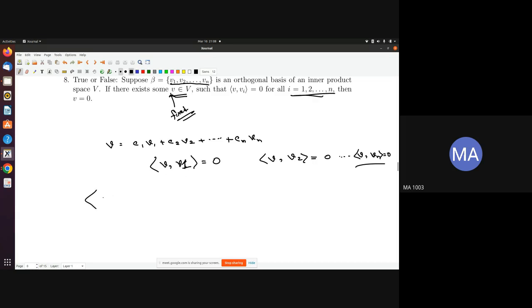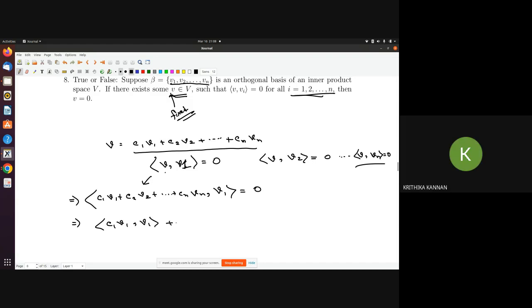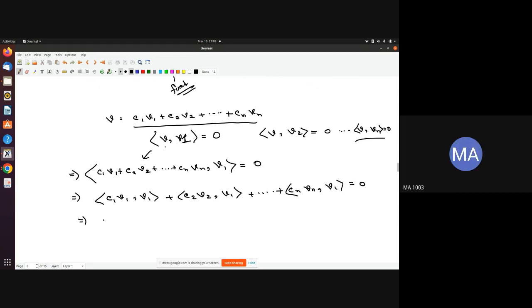Suppose we start with v1. Let's do that. I am replacing v by this linear combination. How should I break it down? So c1 <v1, v1>, and so on, c2 <v2, v1>. Correct. And all of those are going to be 0, except the <v1, v1>. Now what do I get? The c will come out, c1, and this will be as it is.